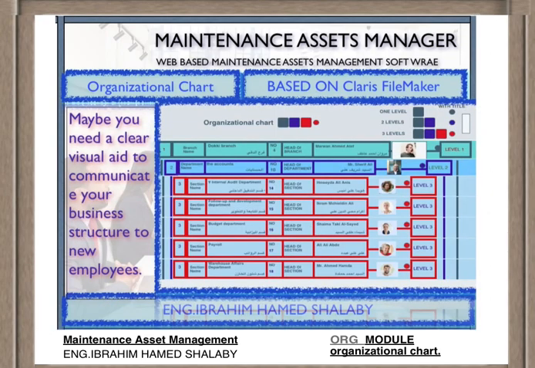Maybe you need a clear visual aid to communicate your business structure to new employees.